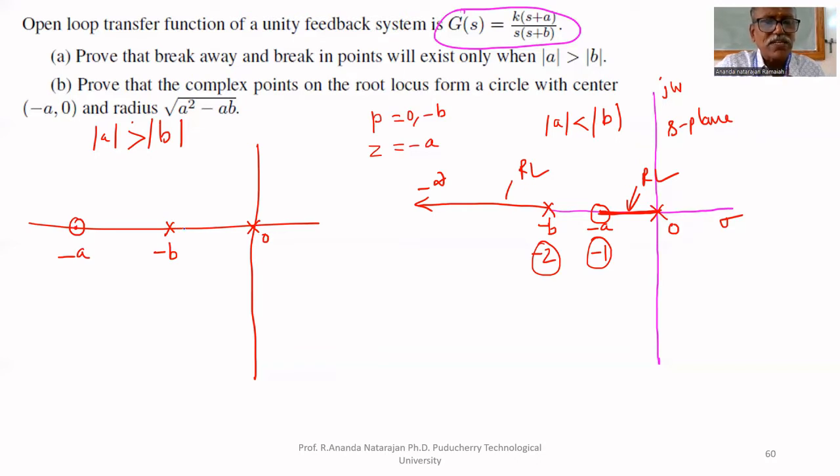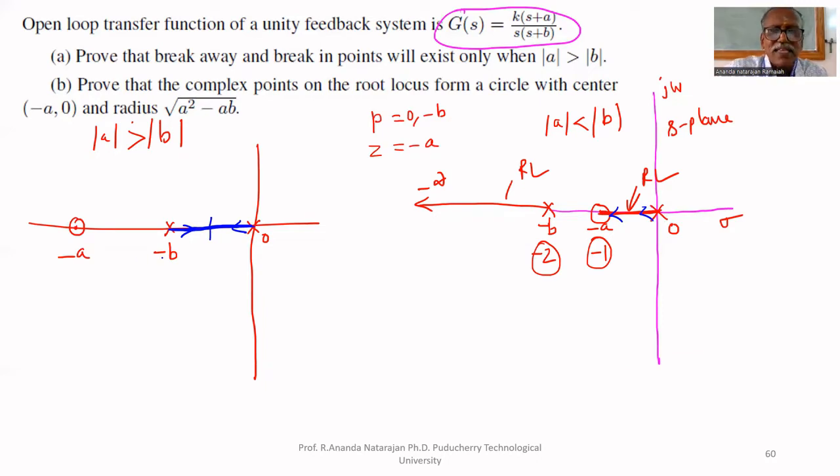Because between minus B and 0, all points to its right have an odd number of poles and zeros. Both are starting points. Here, this is an end point. This is a starting point. That's why no problem, no breakaway point. But here, both are starting points. Definitely, there will be a breakaway point.